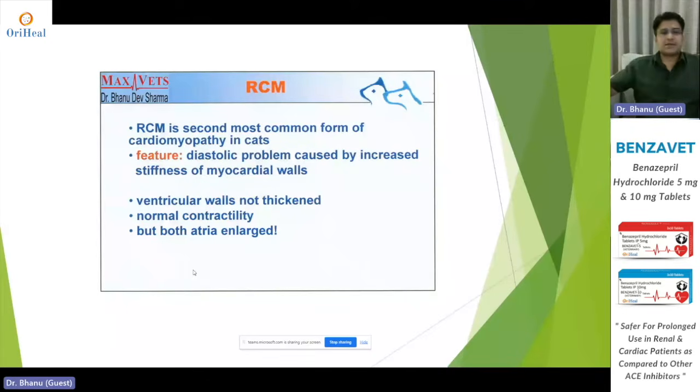So RCM, as I mentioned, is the second most common form of cardiomyopathy in cats. Its classical feature is that it's a diastolic problem caused by increased stiffness of the myocardial walls. In this, the ventricular walls are generally not thickened. In 95% of the cases, they would not be thickened, but sometimes a small amount of left ventricular hypertrophy can happen in advanced cases. Contractility will be good. The systolic functions would be very good. But the characteristic finding on the echo would be that both atria would be enlarged. Severe dilatation of left atrium and right atrium.